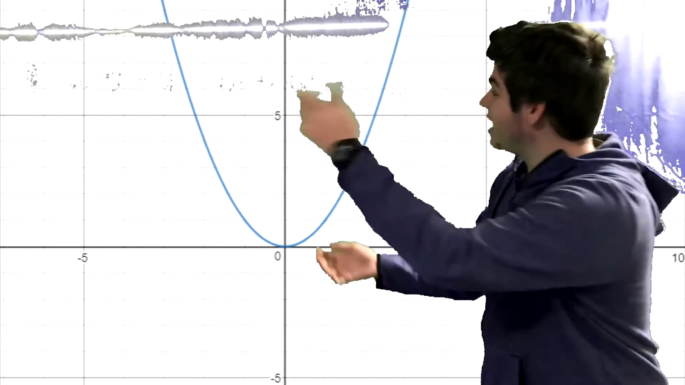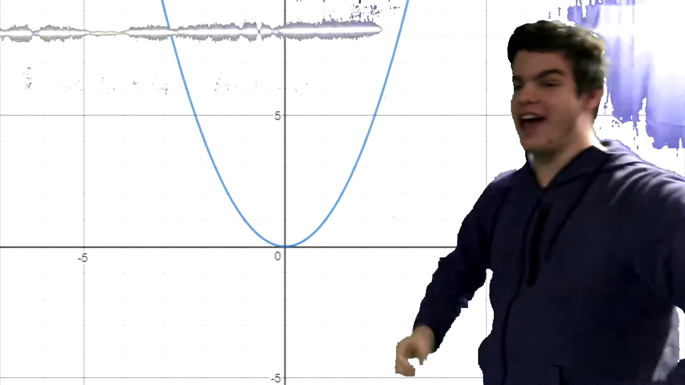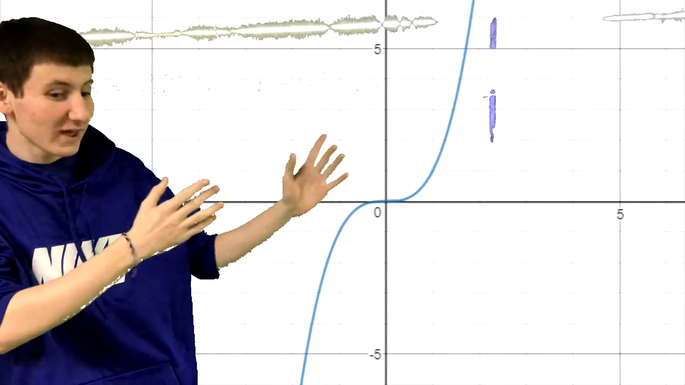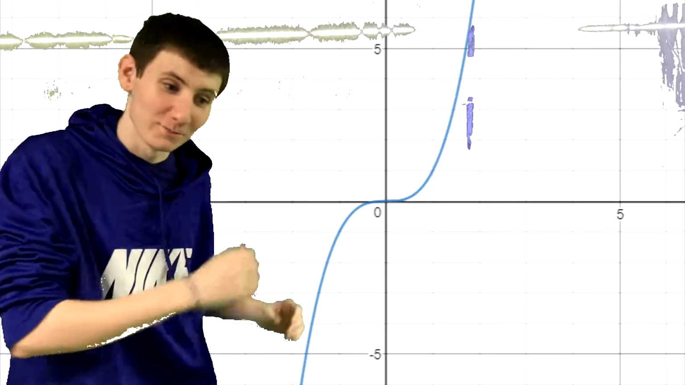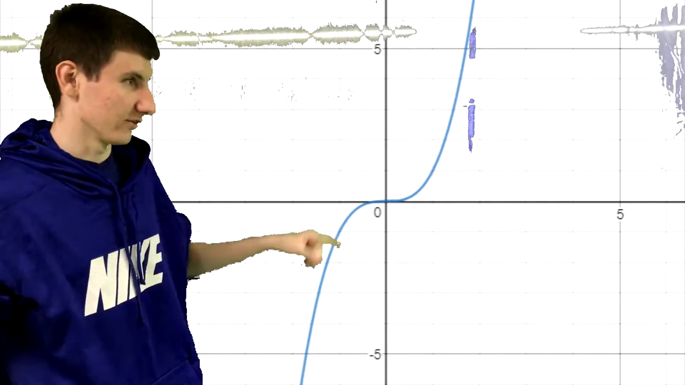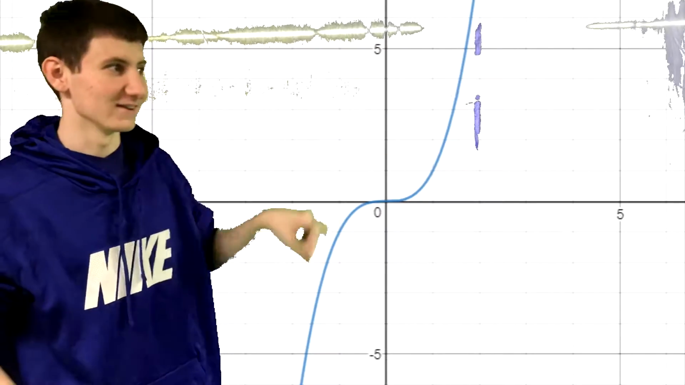This is y equals x squared. It is an exponential, as you can see, and that is because it is squared. This is x cubed. It is again an exponential function, but because it has an odd exponent, it dips into the negative, so that's why it's like that.